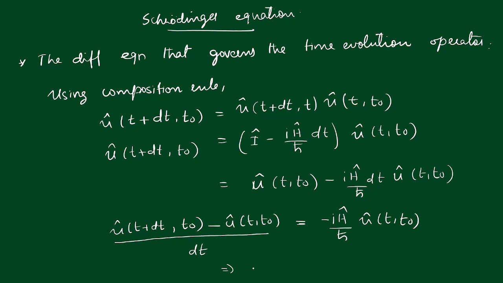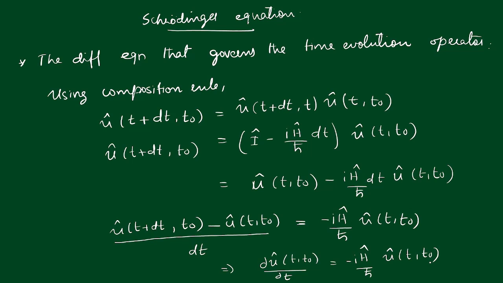So this means that we can write this as the partial derivative of U of t comma t0, the time derivative, right. We write the partial time derivative just to be careful because there are other things in here. So the partial derivative of U with respect to time is equal to minus i H by h cross.